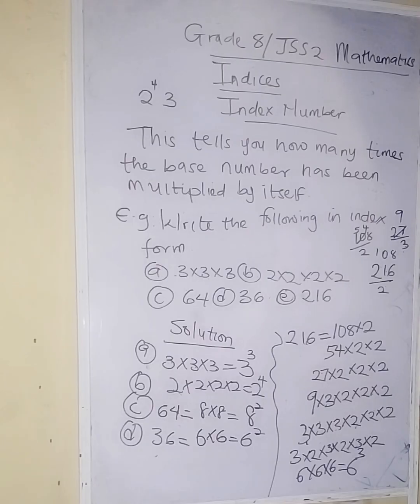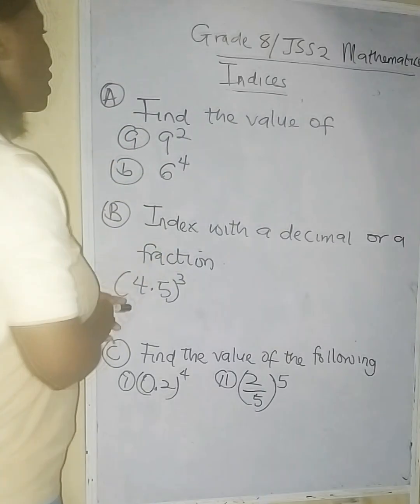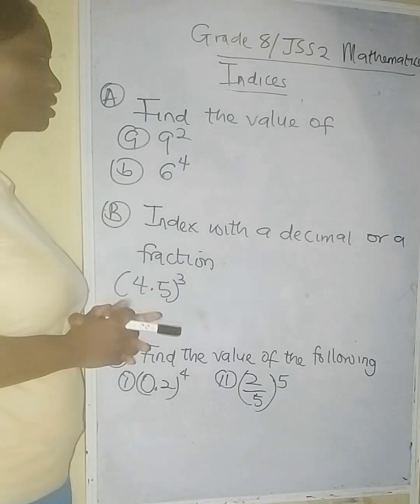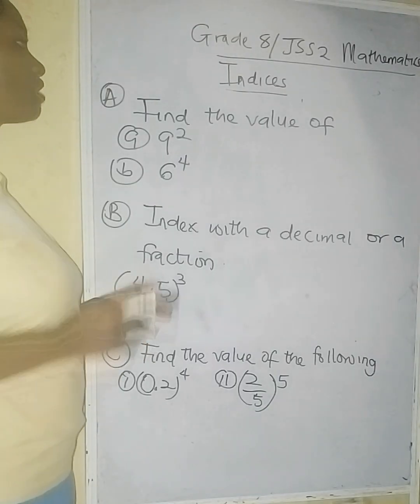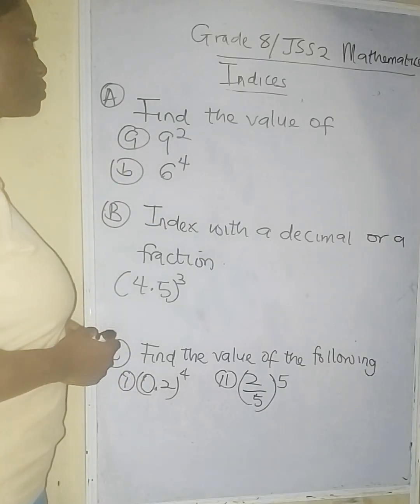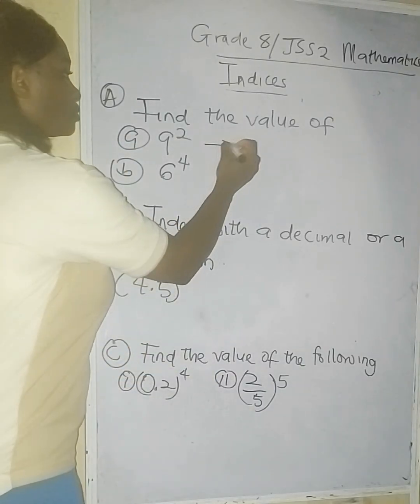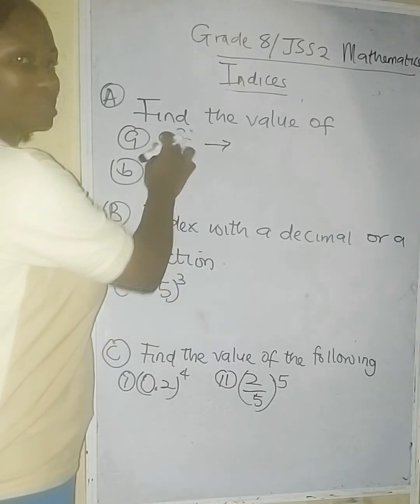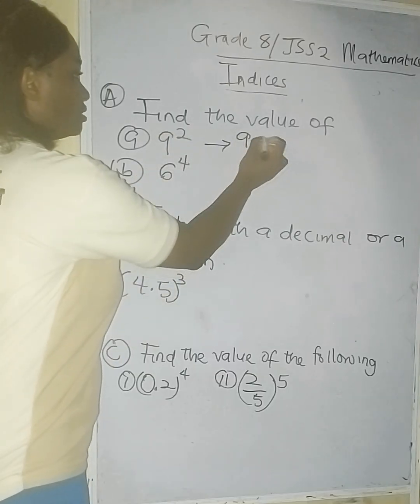Let's move to another aspect now. So amazing students, now this is another aspect here. Okay. So now the first one is this. Find the value of 9 raised to power 2. So now we are going to count 9 how many times? 2 times. Okay. That is 9 times 9.